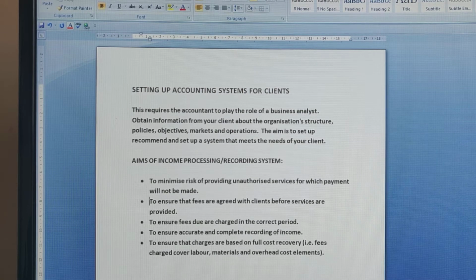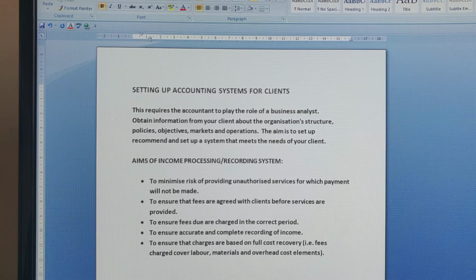The system that we have set up for Joe Blocks Auto Services Limited is aimed, one, at minimizing the risk of providing services for which no payment will be made. That is, avoid providing unauthorized services for which no payment will be made. Because if you provide services for which no payment is made, you will incur a loss.